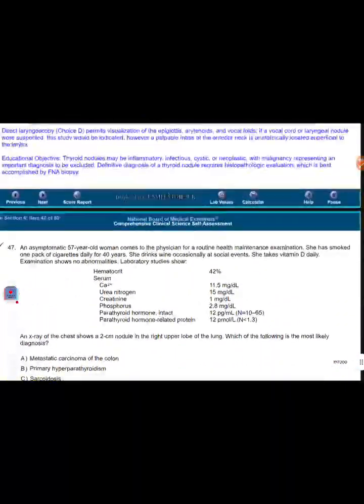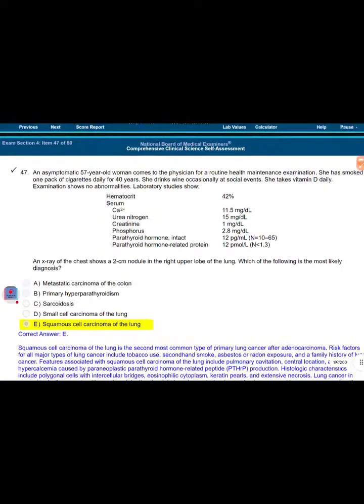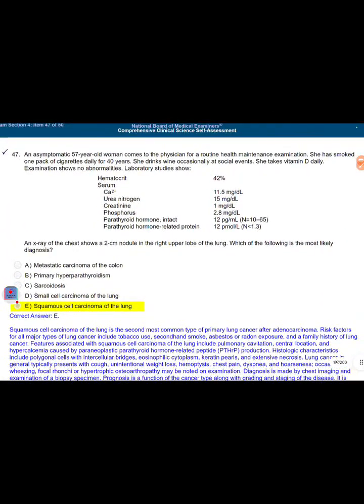If so, we'll end with this question. An asymptomatic 57-year-old woman comes to the physician for a routine health maintenance examination. She has smoked 1 pack of cigarettes daily for 40 years. One pack of cigarettes, oh my god. She drinks wine occasionally at social events. She takes vitamin D daily.